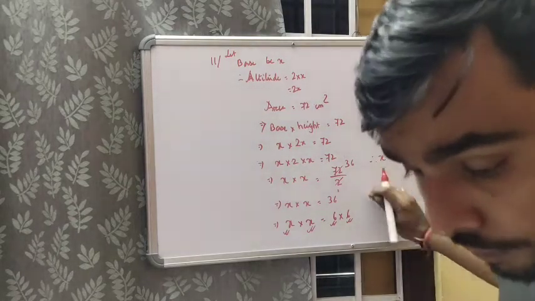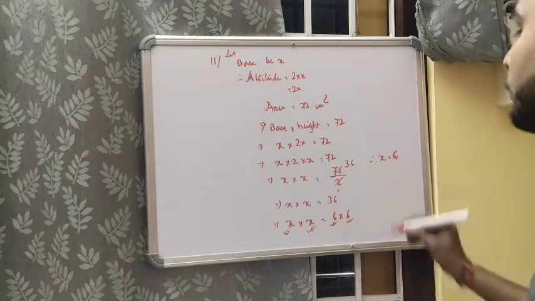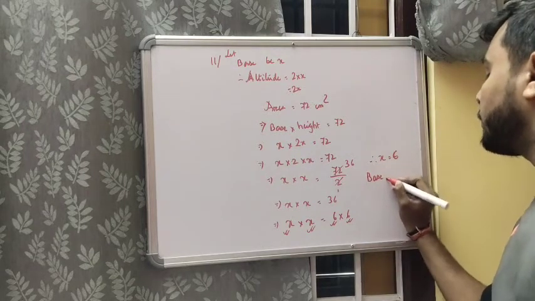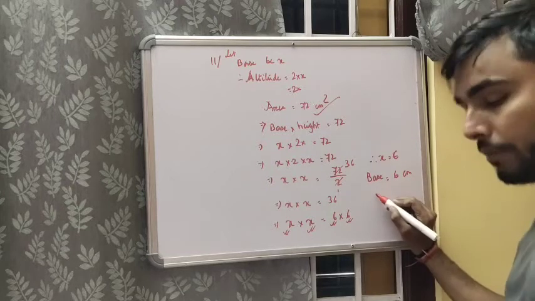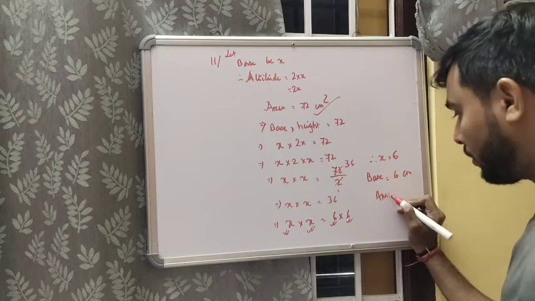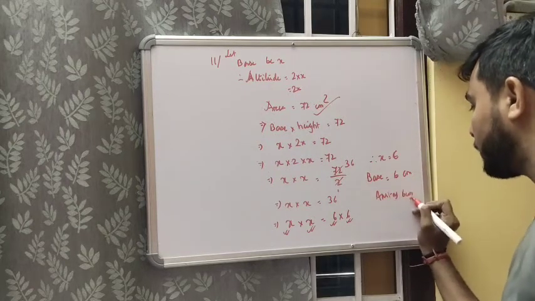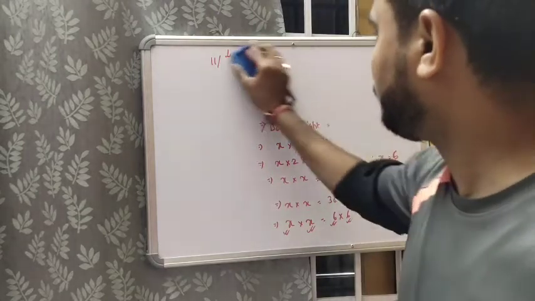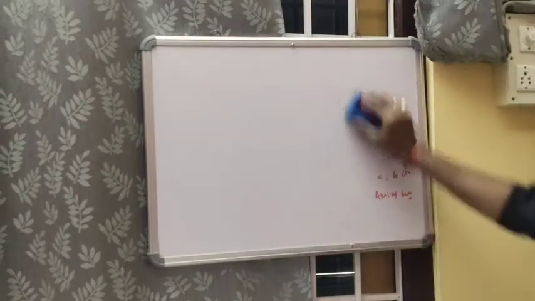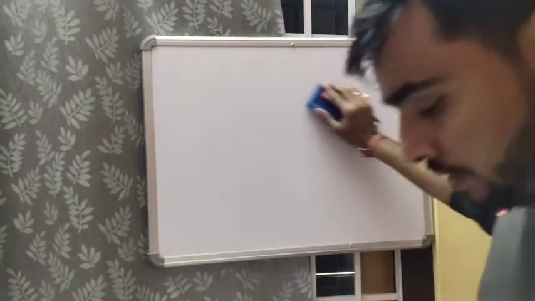Therefore what we were supposed to find is the length of the base. So base will be equal to 6. Here it was centimeter square, so 6 centimeter. Answer is option number C, 6 centimeter. I hope it is clear to all of you. So we are going to proceed with the last question of the chapter.